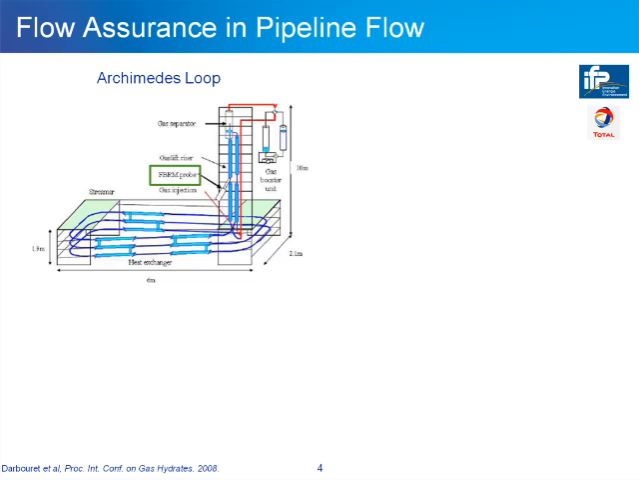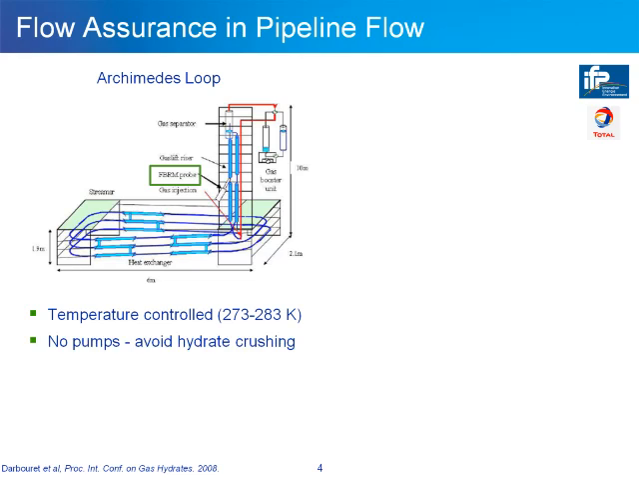In our next example, FBRM was also used to measure flow assurance in a pipeline. This work was performed by IFP and Total in France. There were two experimental setups, the first of which was an Archimedes loop, which was temperature controlled from 273 to 283 Kelvin. In order to avoid hydrate crushing, no pumps were used. Gas lift was used to regulate the flow. The system had an overall length of 36 meters and an internal diameter of approximately 1 centimeter.